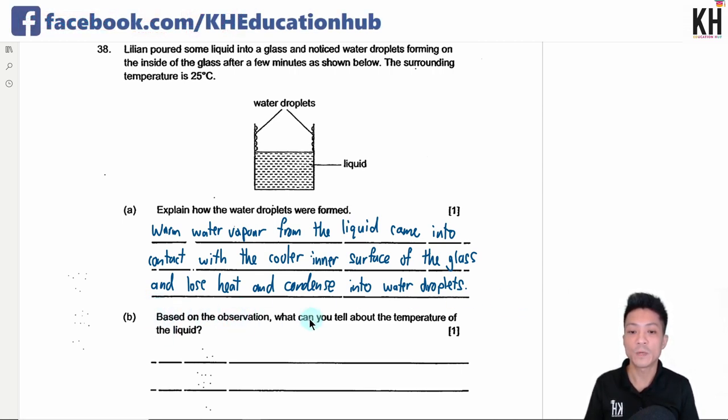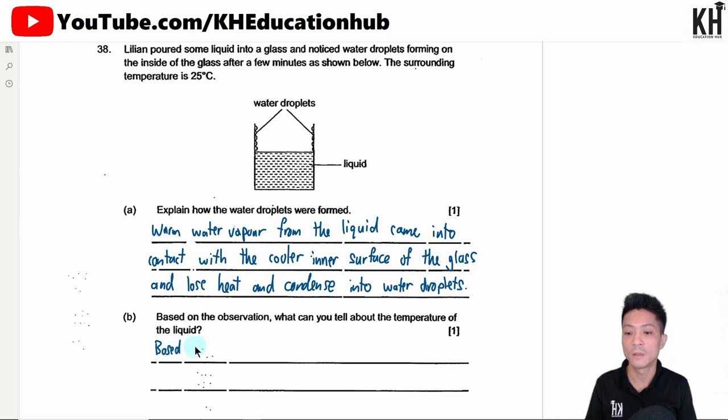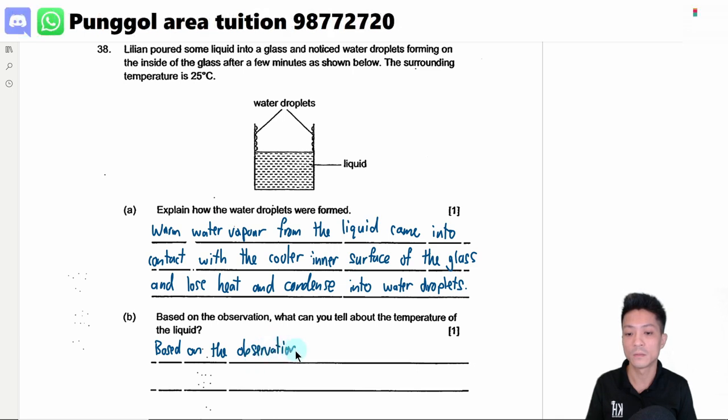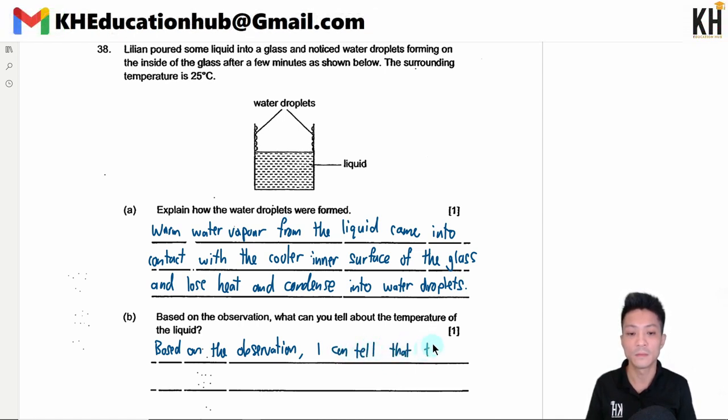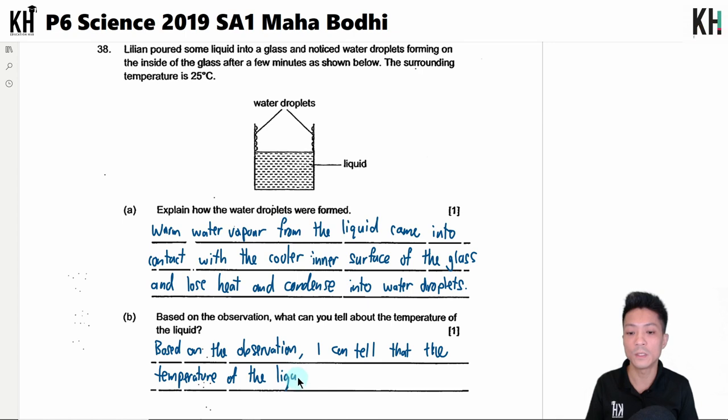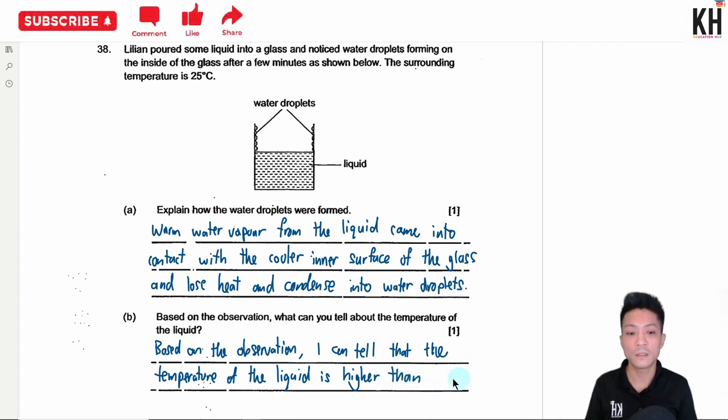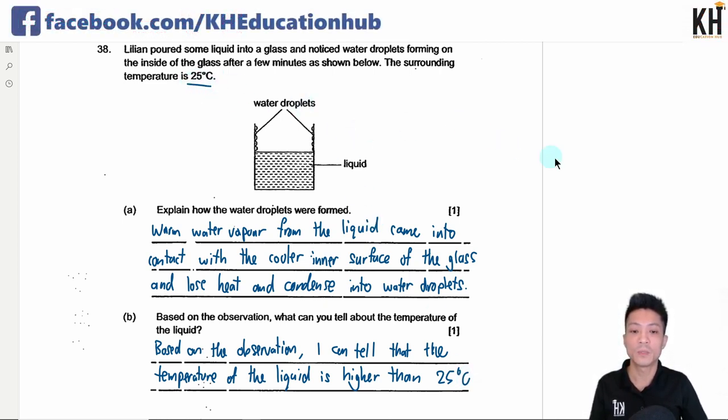Okay, part B, based on the observation, what can you tell about the temperature of the liquid? Based on the observation, I can tell that the temperature of the liquid is higher than 25 degrees Celsius, which is the surrounding temperature. Because if it is lower, then condensation would not occur on the inner surface of the glass.